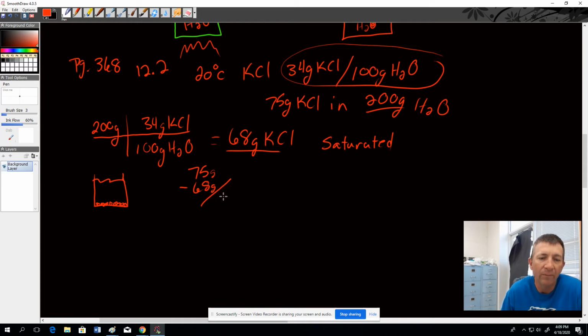Oops, that's supposed to be an 8. So there's going to be 7 grams left in the bottom, all right? And so we can figure out the solubility of those that way right there.